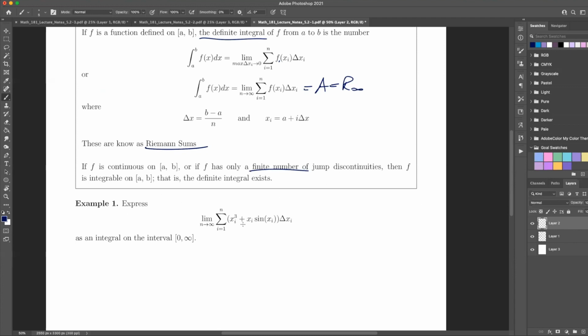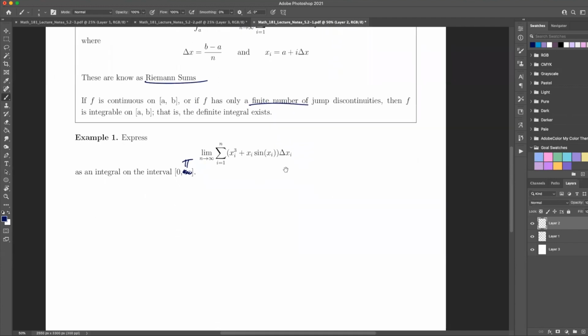Here we're going to start expressing some of these sums as integrals. We want to go from 0 to infinity. Let's go ahead and express that, but let's not do an infinite integral yet. Let's just go to pi. Like I said, that's where other stuff can go wrong.